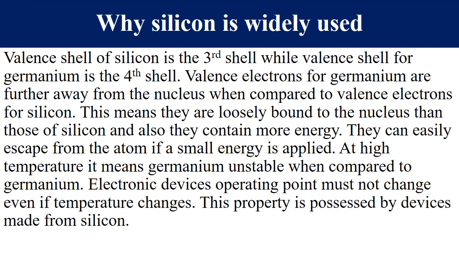Why silicon is widely used when compared to germanium is what we want to look at right now. From the Bohr model, we saw that germanium has 4 shells, silicon has 3 shells. This means that the valence electrons of germanium are far away from the nucleus when compared to the valence electrons of silicon. This means that they have more energy than those of silicon, which means that when we increase the temperature of the two materials, more electrons from germanium are going to jump the forbidden gap to contribute to electron current flow than those of silicon.